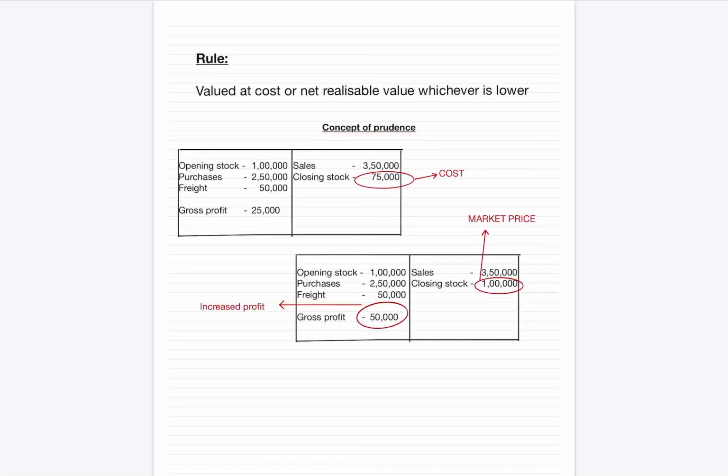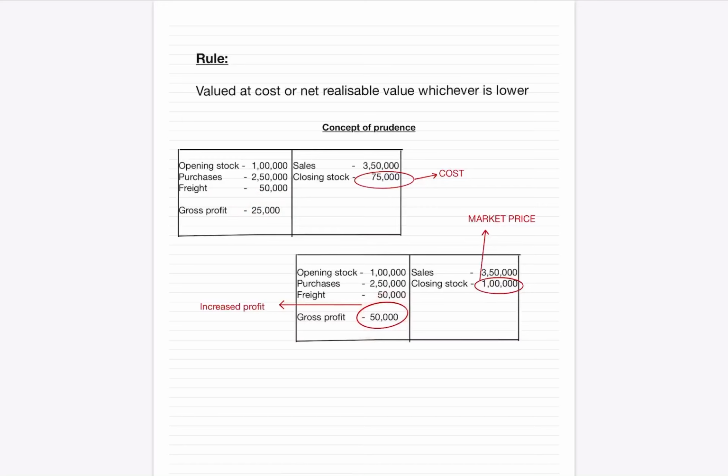So, on normal occasions, the goods' cost will always be lower and the selling price will always be higher. Let's see what will happen if there is no rule of AS 2. We will get it clear through an example. In the given situation, the business has closing stock with a cost of 75,000 rupees and its market price is 1 lakh rupees. If the goods are valued at cost, the gross profit is 25,000, and if valued at market price, it will be 50,000.